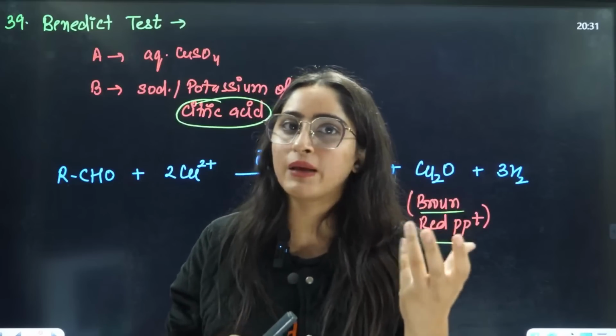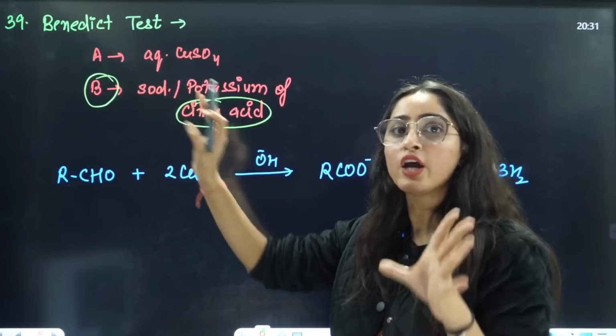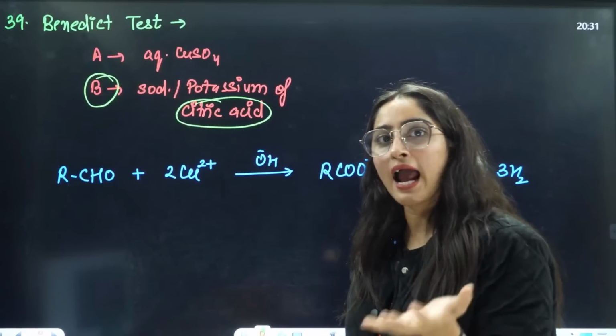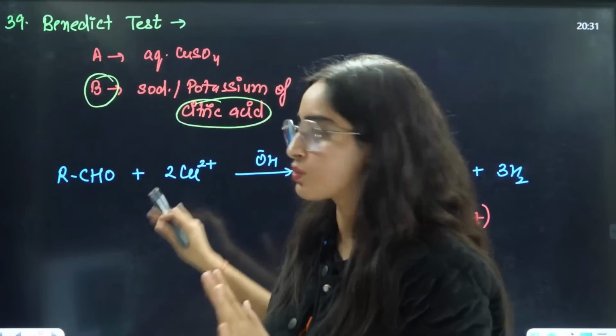Benedict's, Fehling A, Fehling B will be stable. This is more stable. That is why we can keep this, right? And this can be used anytime, right? Okay, that's why this was done.